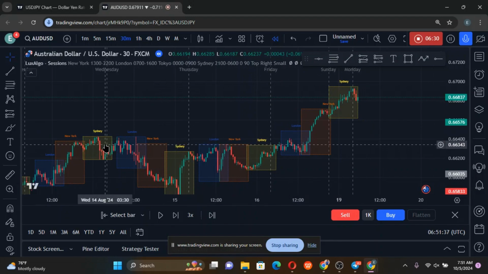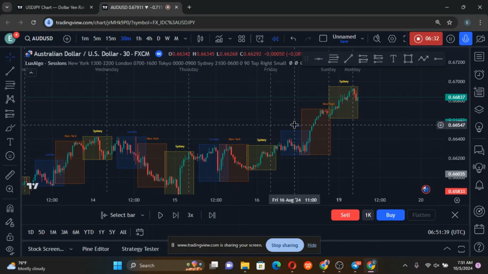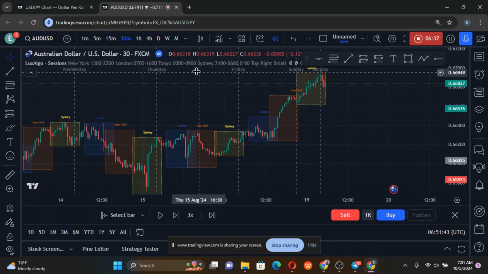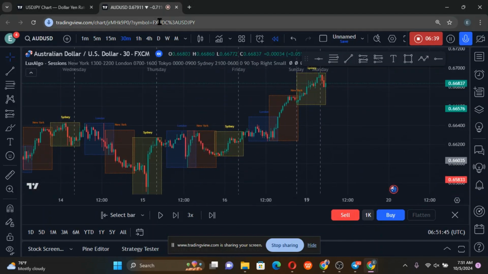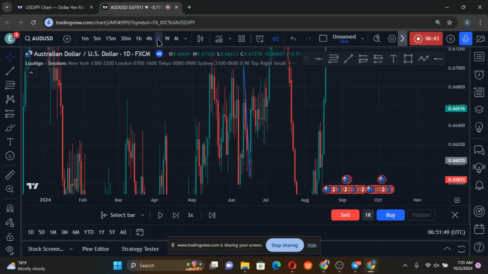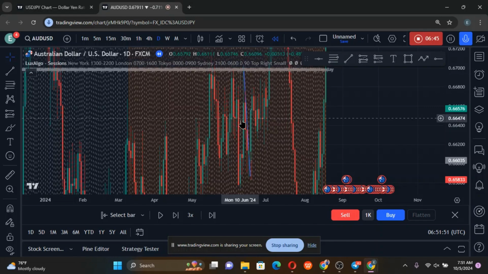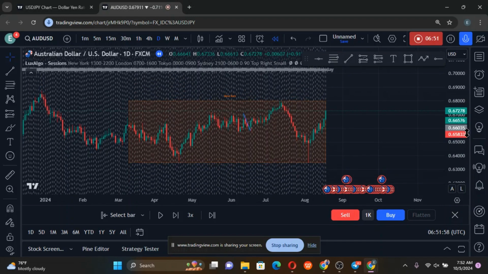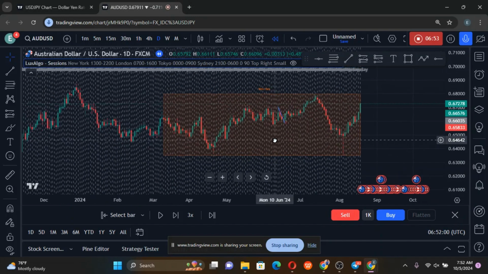So you can see the dates here. You have Wednesday, Thursday, Friday, Saturday. Here we go, Monday. So this is a 30-minute time frame. I'm going to go to the daily time frame. Okay, so this is the daily time frame. It's quite shady because we separated R. Now I'm going to be trading the Sydney breakout.